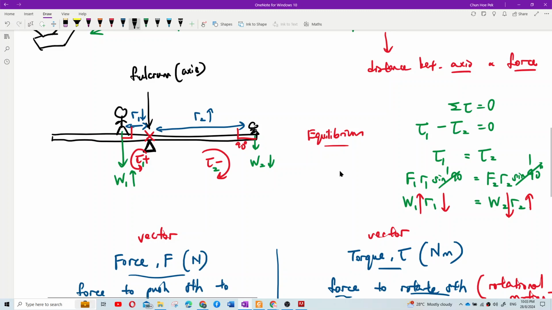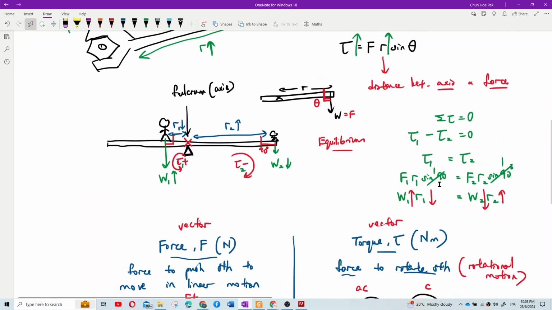Let's say you have the axis here and then the weight here. So this is the R, and it's 90 degree. The weight is the force. Theta is the angle between the force and the R. The weight is perpendicular downward, the R is horizontal, so it's 90 degree. That's why sine 90. Understand? I think you understand now.